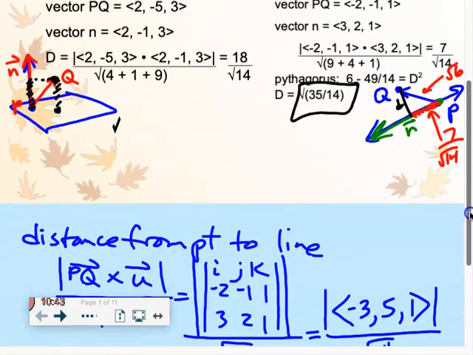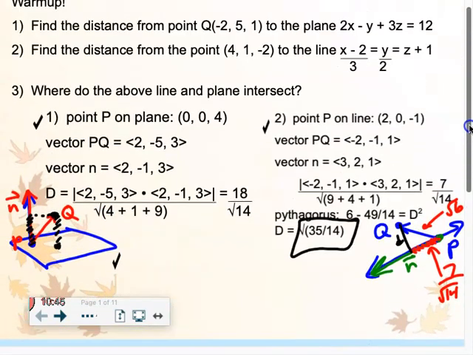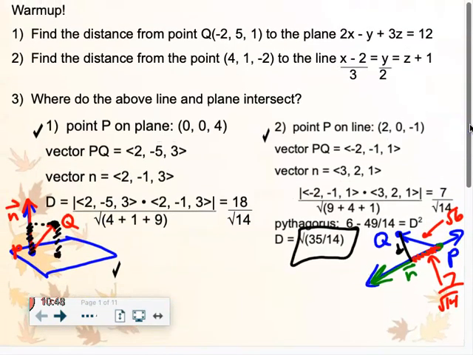All right, last one. What's the last one asking for? Where do the above line and plane intersect? I have not actually taught this because I just haven't. So I think it showed up in a homework problem though. I'm kind of curious. I was actually expecting people to come in and ask me about it.